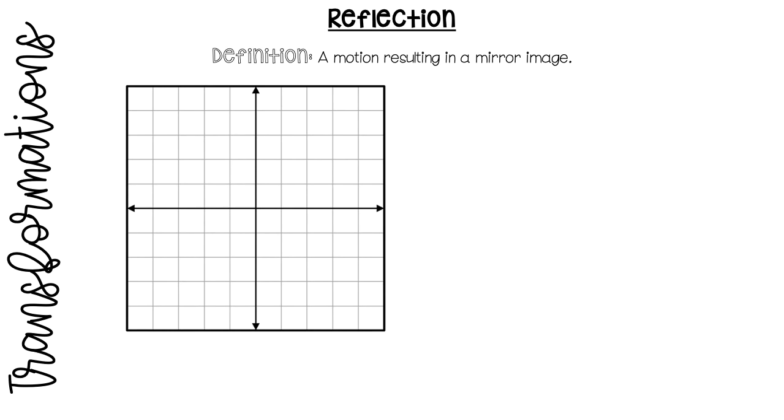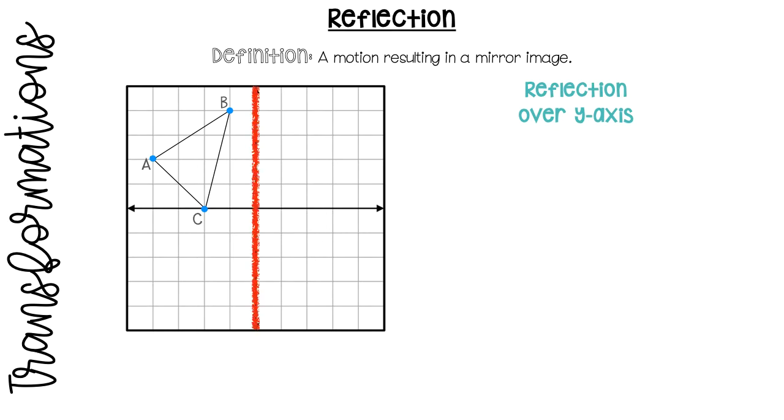So let's take a look at an example. I have ABC as my pre-image. I want to look at a reflection over the y-axis. So here is my reflection line on the y-axis. So I want to flip over that red line. Imagine if I physically took that coordinate plane and folded it over that line. It would appear to have flipped, created a mirror image of A prime, B prime, C prime.